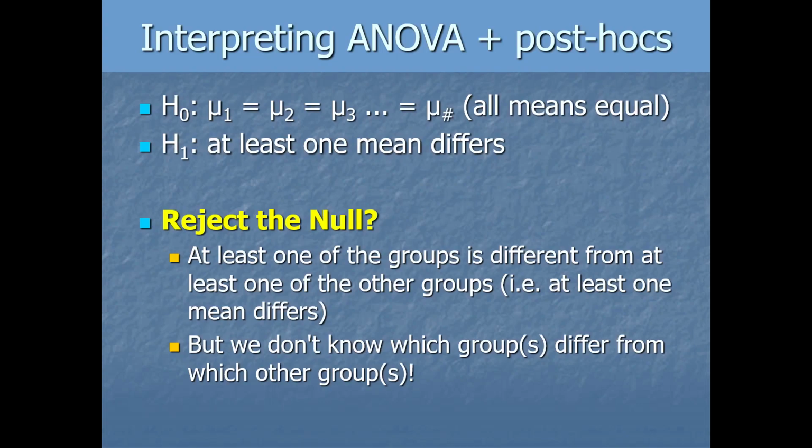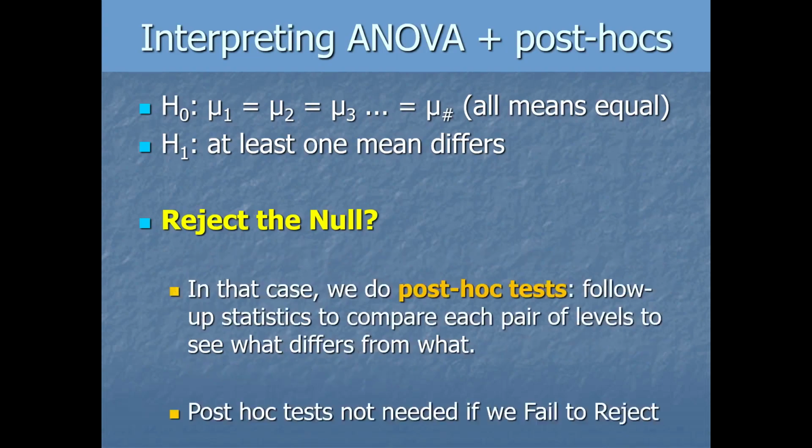So at least one of the groups or conditions is different from at least one of the other groups or conditions. In other words, you can conclude that at least one mean differs, but we don't know which group or groups differ from which other group or groups. Which means we're lacking some of the most interesting and important information we might want from our data when we do an ANOVA.